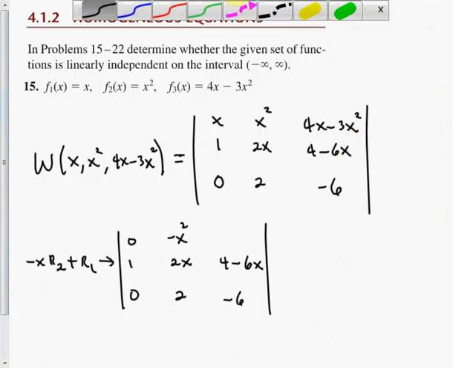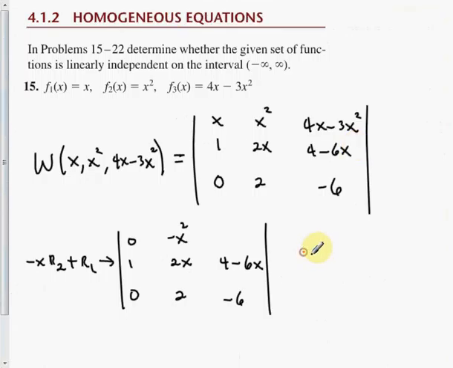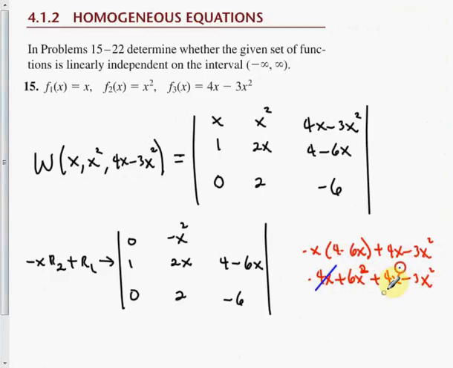So I'm going to put this in red. So this is negative x times 4 minus 6x plus 4x minus 3x squared. So this gives me negative 4x plus 6x squared plus 4x minus 3x squared. So they cancel out and I have left 6x squared minus 3x squared, which is just 3x squared.